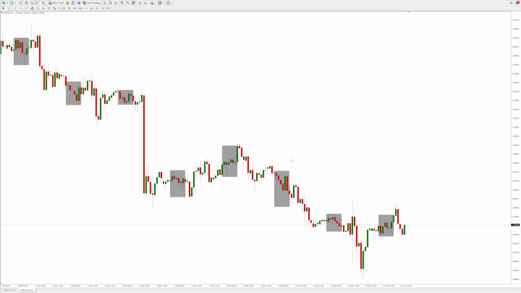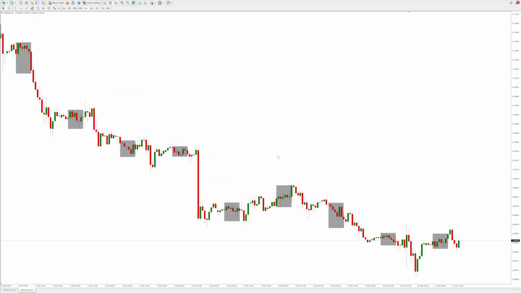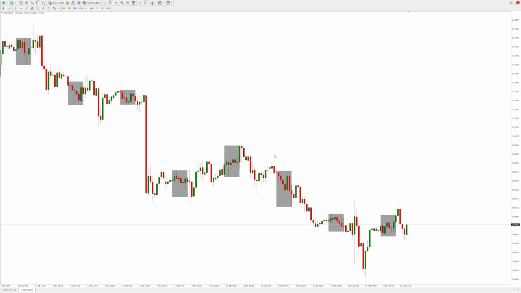This is a very old trading strategy that has been used by many traders for many years now. It's very simple. What we're going to do is mark the high and low of the Asian session and then during the London Open wait for a breakout of those highs and lows.